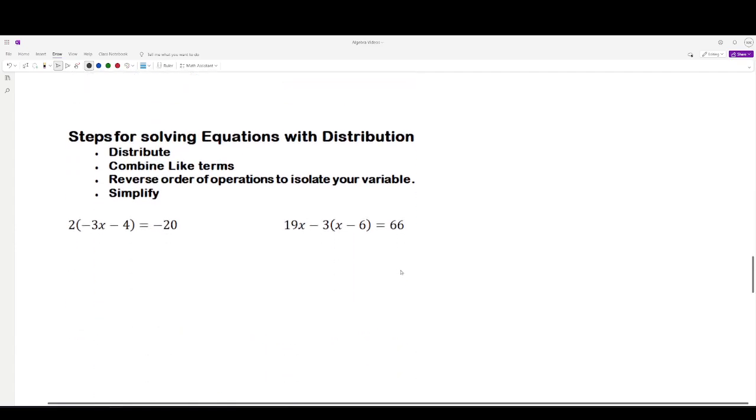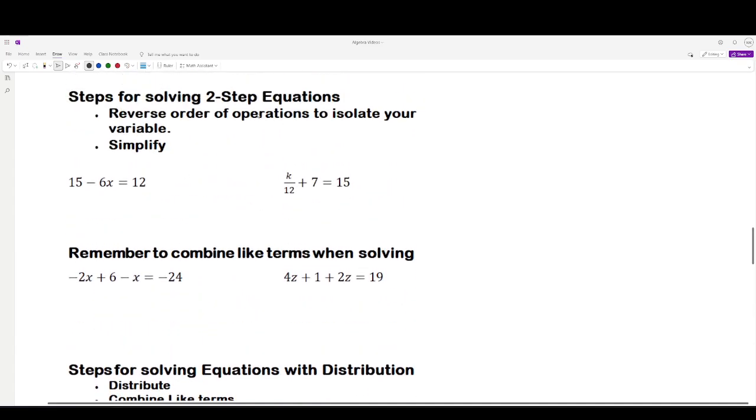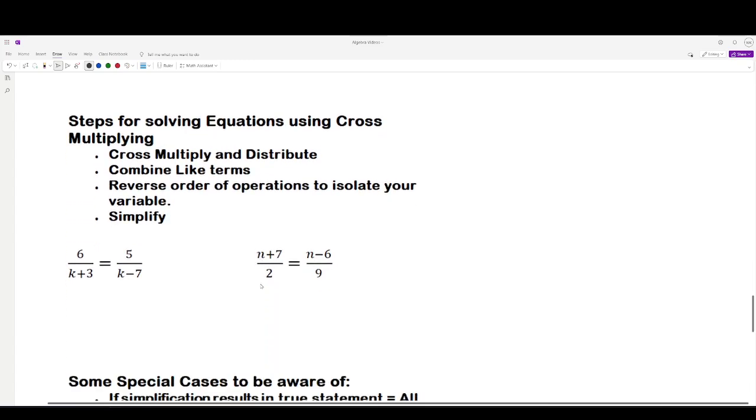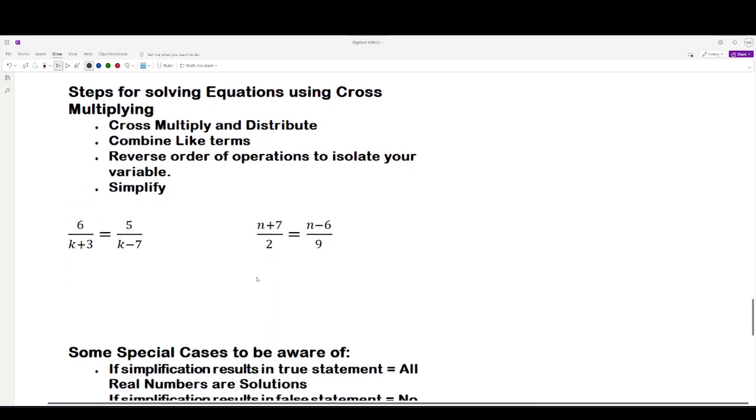So we talked about solving two-step equations, solving with variables on both sides, distributing, and collecting like terms. That's all the review stuff. I'm going to start here in our notes with what's new, which is using cross multiplication. Cross multiplication is kind of a shortcut for just regular multiplying on both sides like we do with inverse operations.